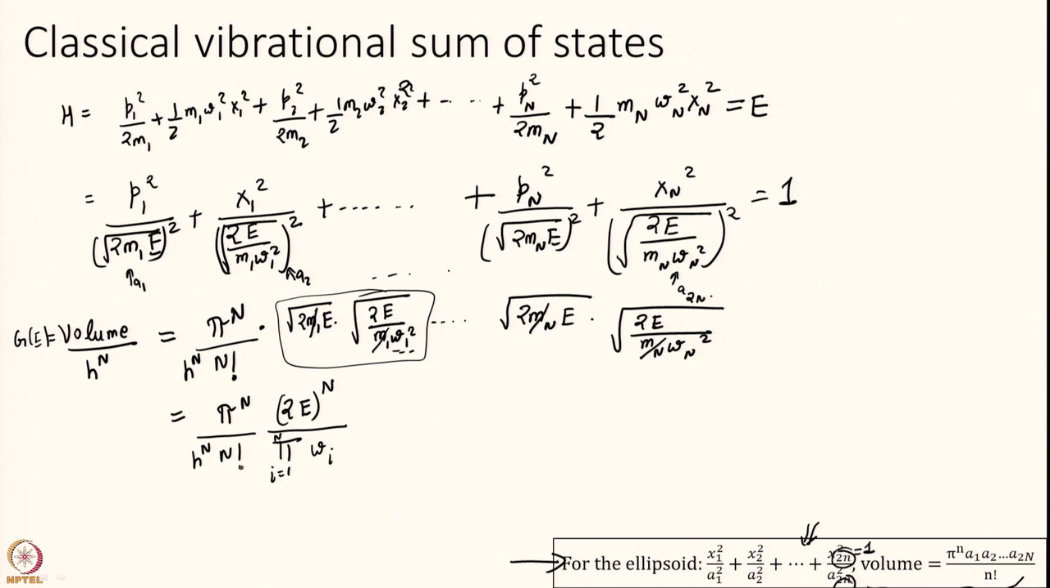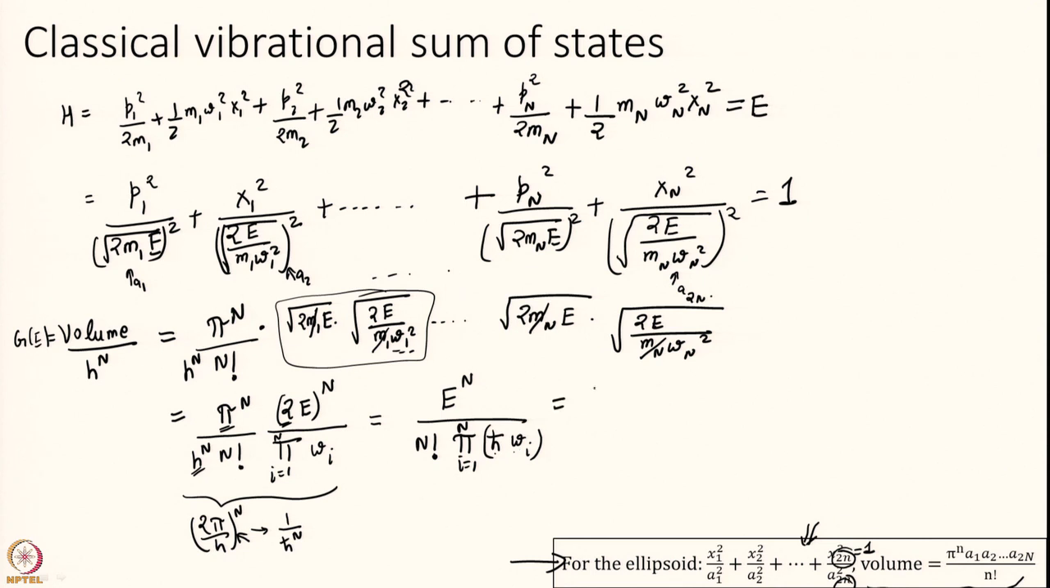So, I will just write it in a form that is more amenable to us. This I will write as e to the power of n divided by n factorial into product of, see carefully what I am doing, h bar into omega I. So, I notice I have here this is pi into 2 by h to the power of n. You see this constant h, 2, pi, I have taken them out, written it in this form. This is nothing but 1 by h bar to the power of n, and I put 1 h bar for each omega I. Omega I is feel lonely, so I have to provide them with h bars. Okay? So, I get this expression. So, this is what g of e finally is for me.